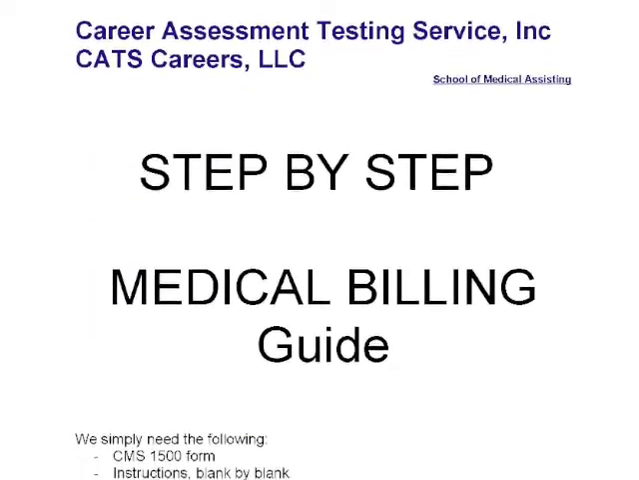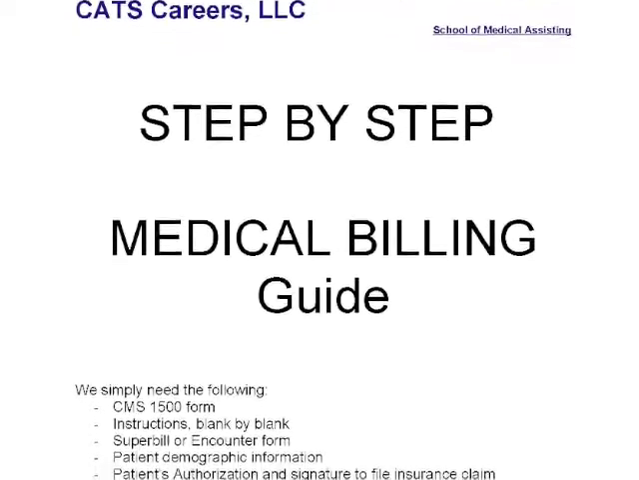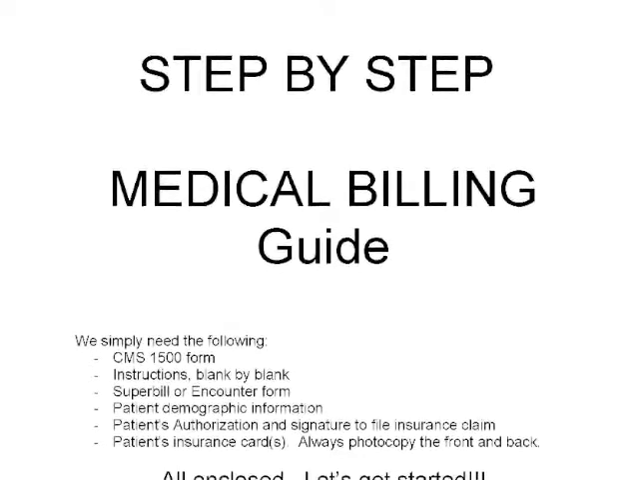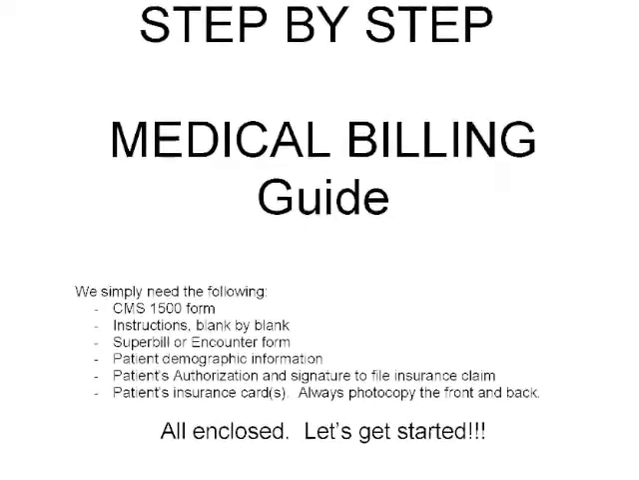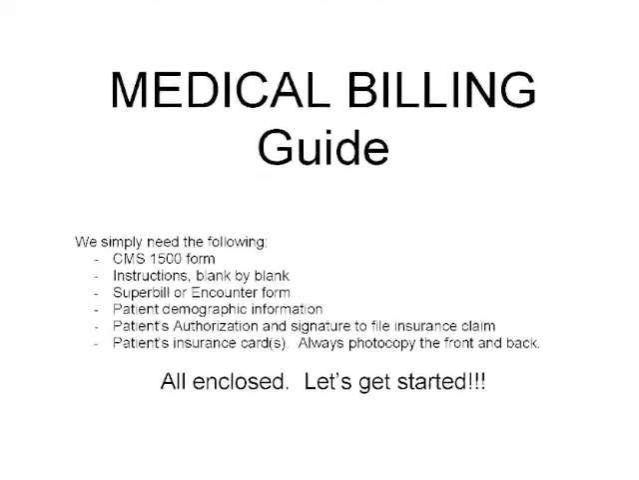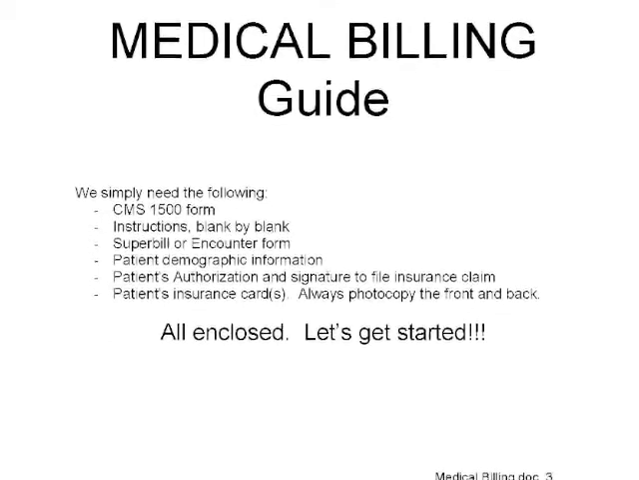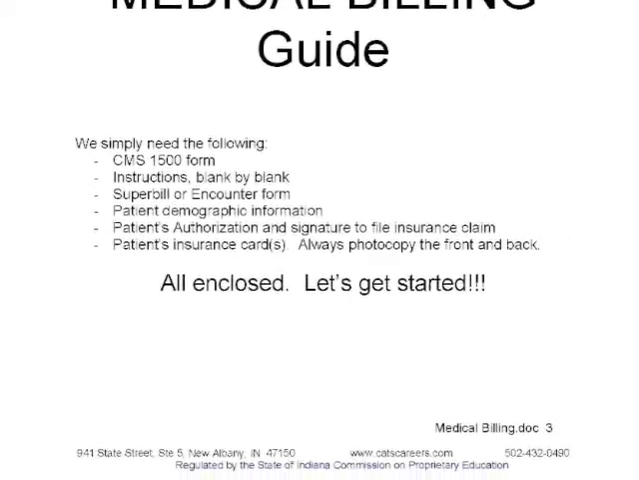Step-by-step medical billing guide. We will cover these in this order. The CMS 1500 form. Instructions, we will go blank by blank on the form. Super bill or encounter form. You are familiar with that already. Patient demographic information, patient's authorization and signature on file, insurance claims, and patient's insurance cards. You want to make sure you always photocopy the front and back.